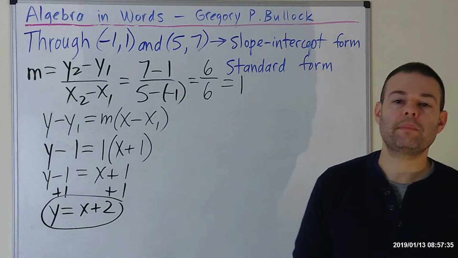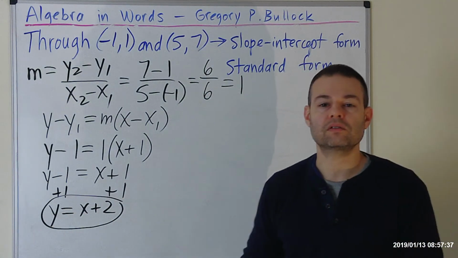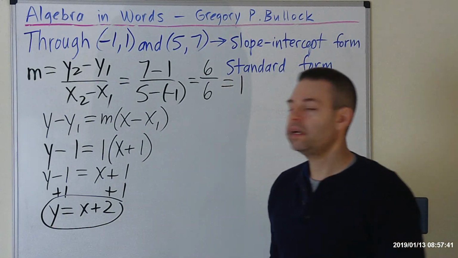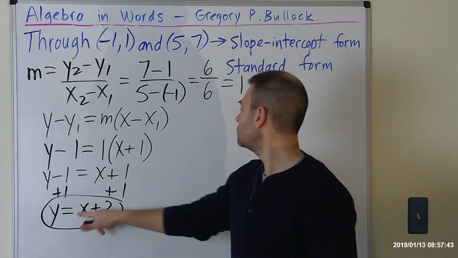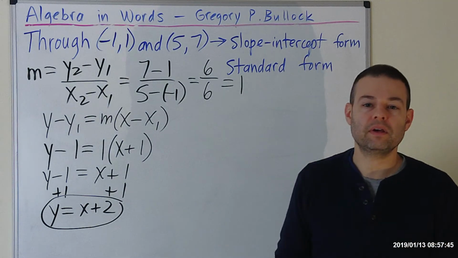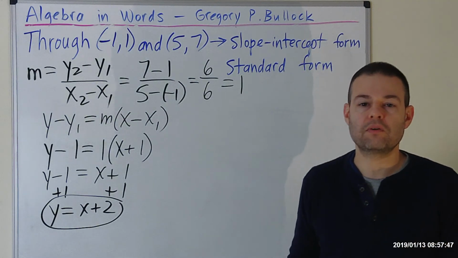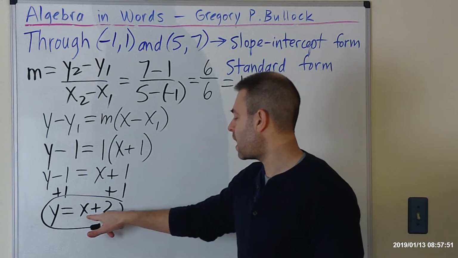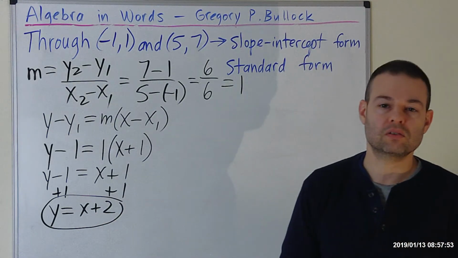I'm going to circle that because this is our answer in slope-intercept form, y equals mx plus b. In this case, m is 1, and that's why we have it unwritten, because usually for a coefficient of 1, you don't write 1. But it's still a slope of 1, and this is mx plus b, where b is 2.